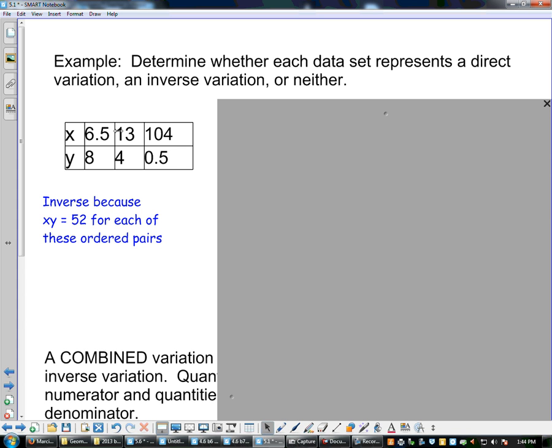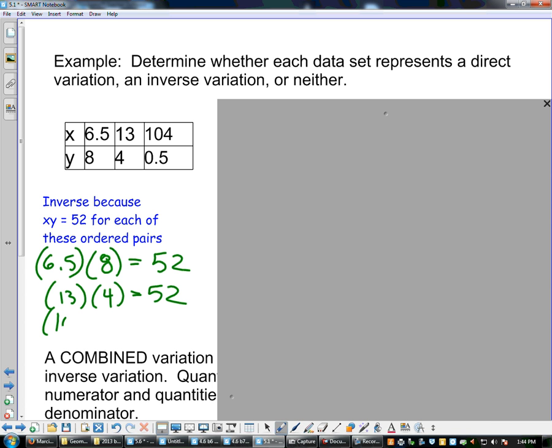First of all, notice the x's are going up, the y's are going down, but that's not enough to make it inverse. You actually have to be able to multiply the x's and the y's together and get the same answer each time. And as it turns out, 6.5 times 8 is equal to 52. And 13 times 4 is equal to 52. And 104 times 0.5 is equal to 52. Since that happens for all of them, that the x times the y is equal to a constant, then it is an inverse variation, and our equation for this data would just be x times y equals 52.